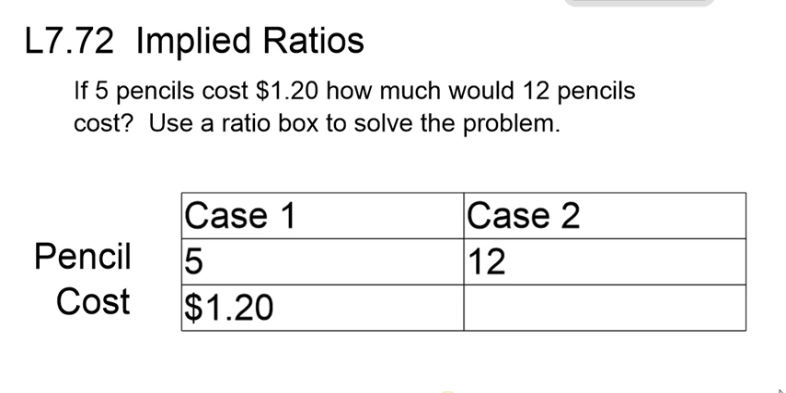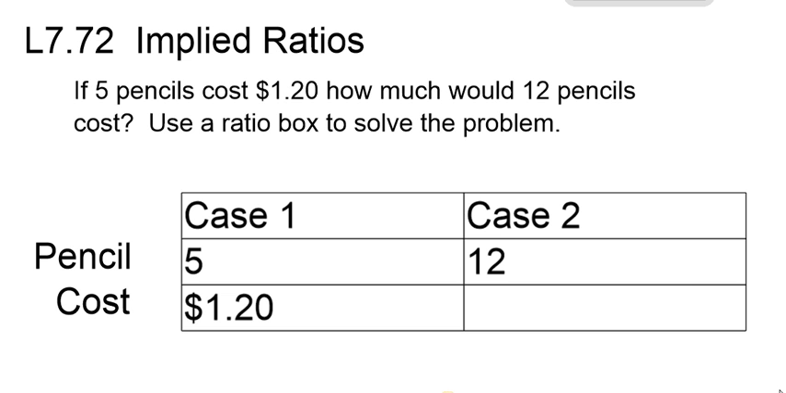Welcome to lesson 72, talking about implied ratios. Implied ratio means that between two of the numbers there exists kind of this proportionality to it. And so in that sense, it can be set up like a ratio.